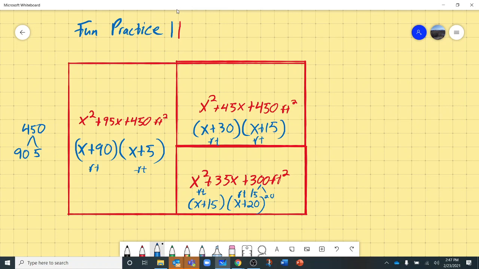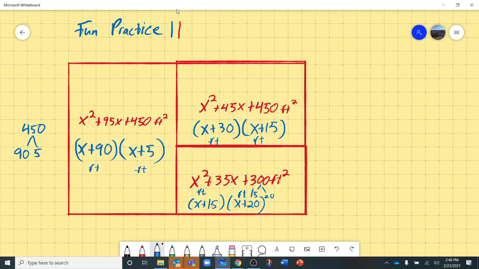Those would be the different dimensions of each rectangle. The two rectangles on the right both have an x plus 15. And I feel like it's not really going to work quite right, but we're going to look at this anyway. This is really as far as we needed to get. We needed to see that this rectangle is x plus 30 by x plus 15, and this one's x plus 15 by x plus 20.